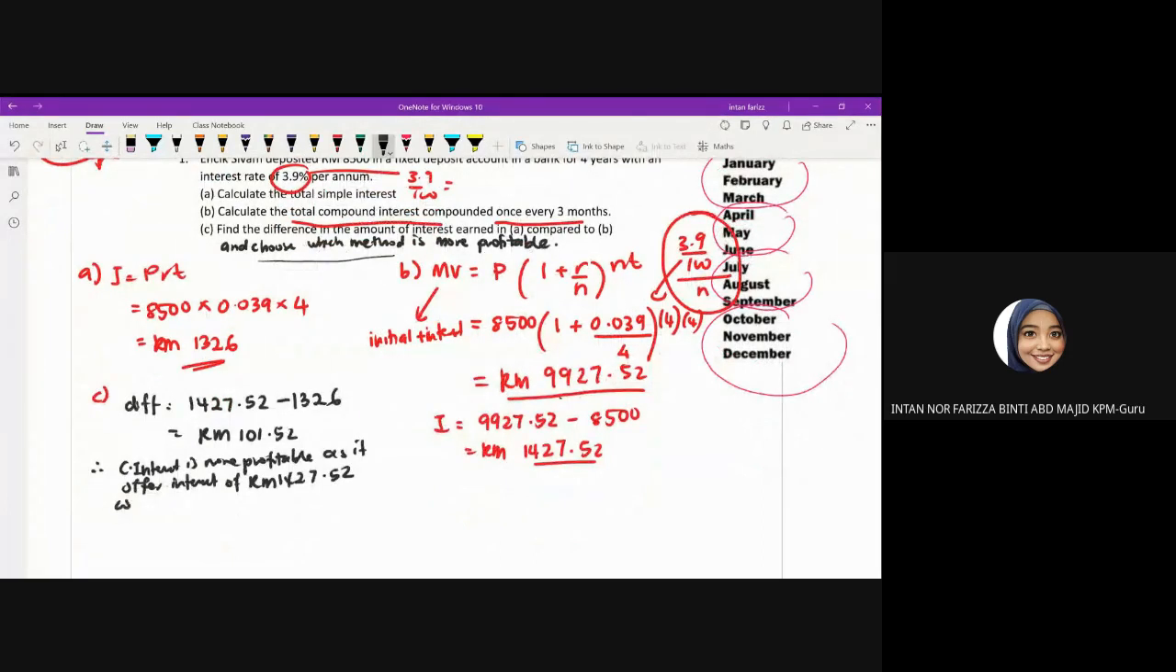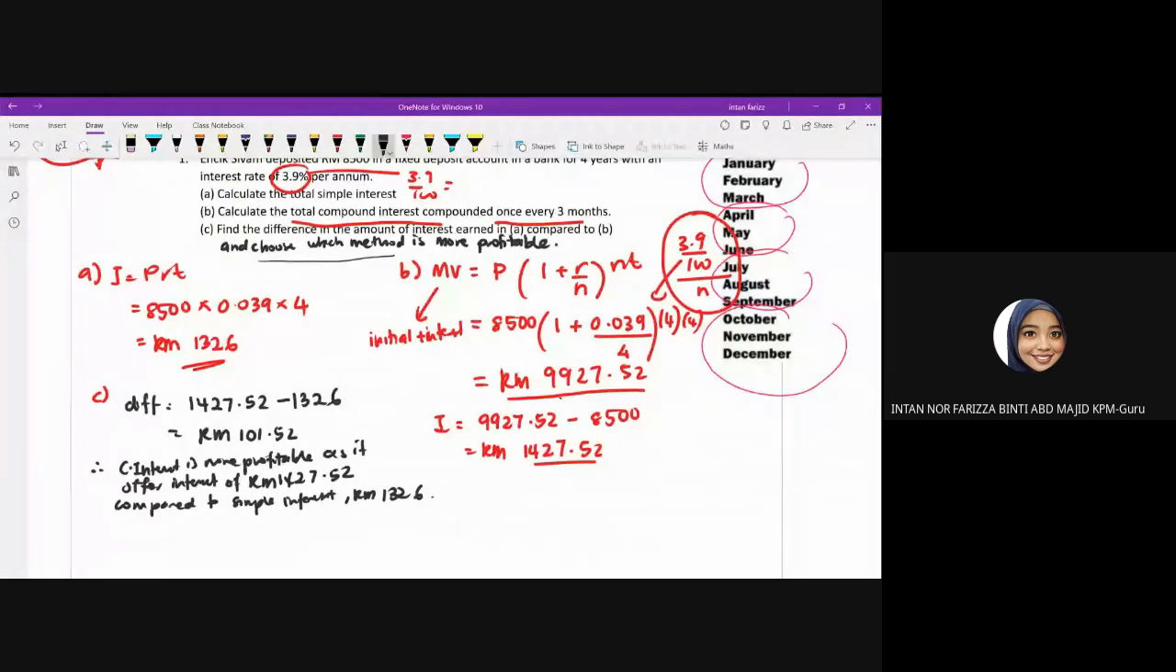1427.52 compared to simple interest, which is RM 1326. Okay, this question is important, girls. We are looking at the difference of the two methods: simple interest, and total compound interest. Both are good. Why? Because we have a return. Okay, the bank gives us extra money.